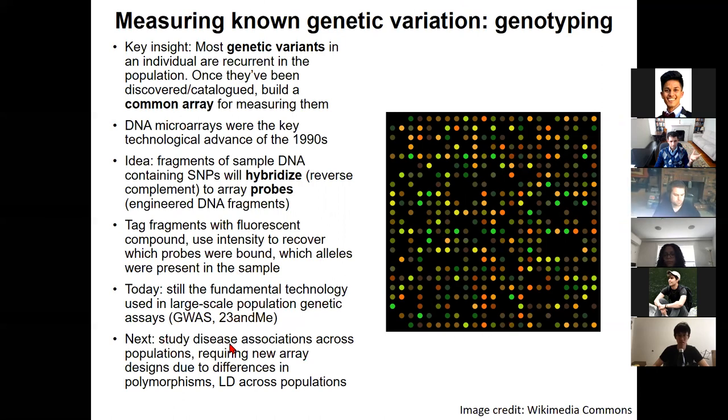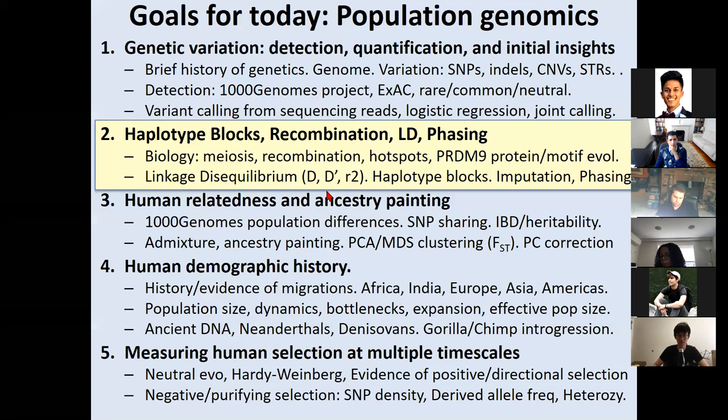Of course, next is the study of disease associations across populations, and that requires new array designs due to differences in polymorphisms and in linkage disequilibrium across populations. So if you want to do a genome-wide association study in an African population, you will use a different set of SNPs than if you want to do it in an Asian population or in a European ancestry population, and so on.